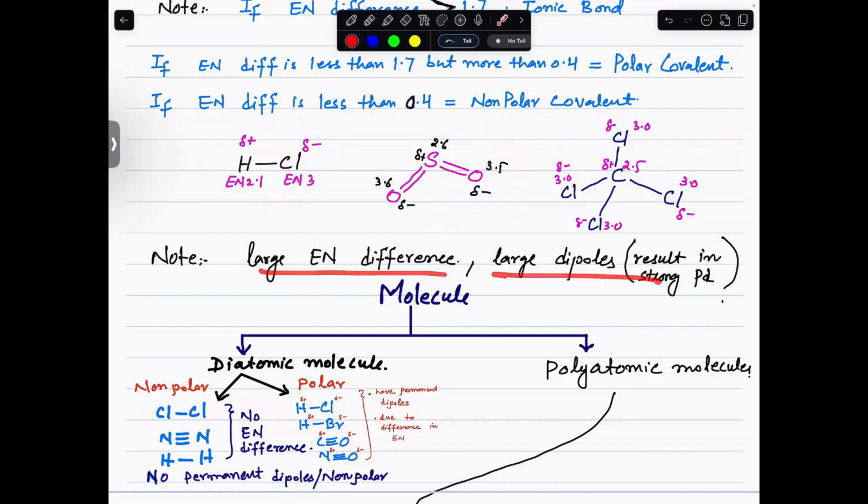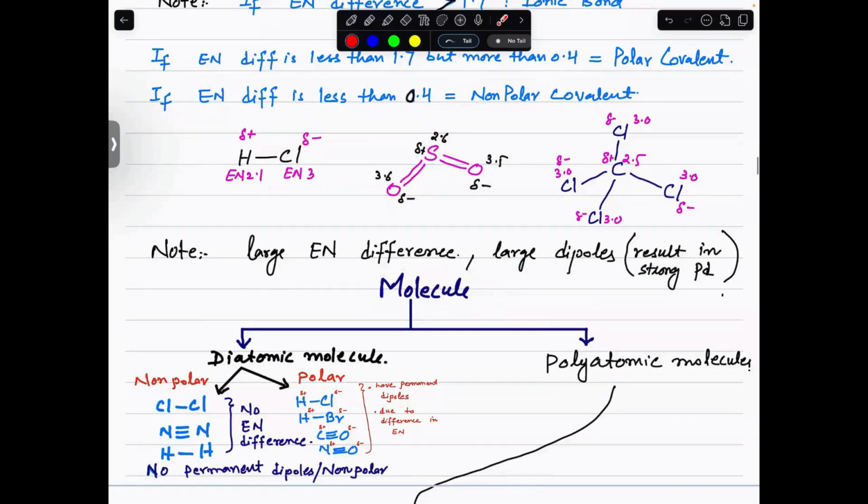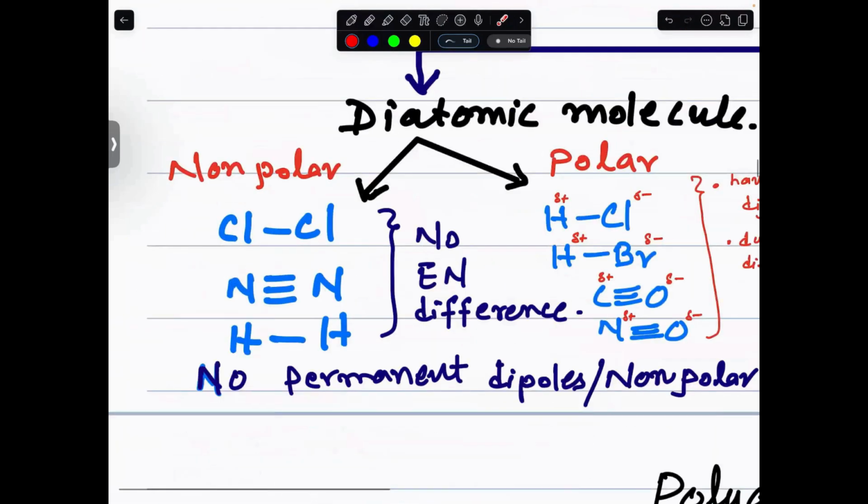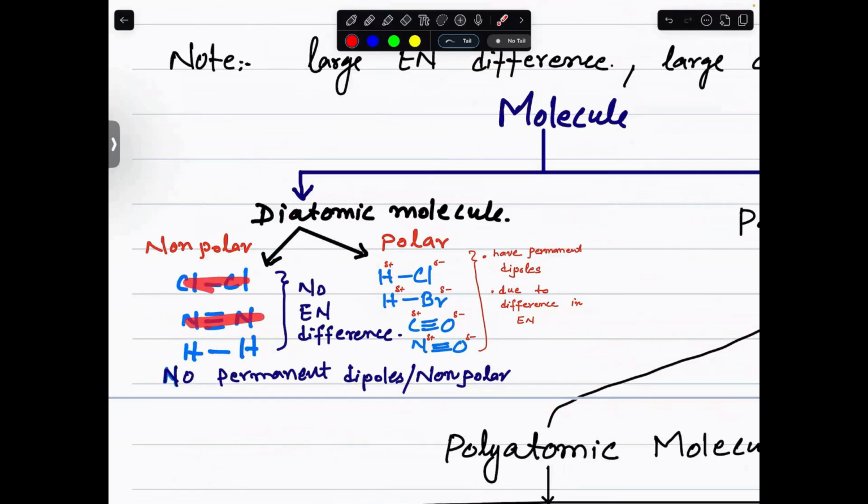Right? And after bonds, now I'm going toward molecules. We have two types of molecules. Diatomic molecule: same atom, same atom. No permanent dipoles, non-polar, no electronegativity difference. But what about this? Different electronegativity difference. Automatically they have permanent dipoles.